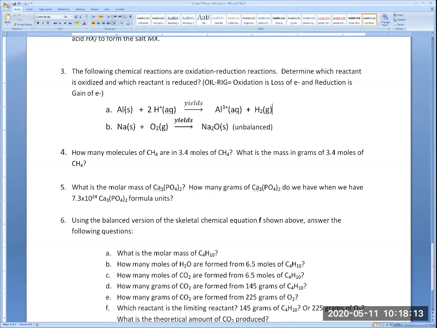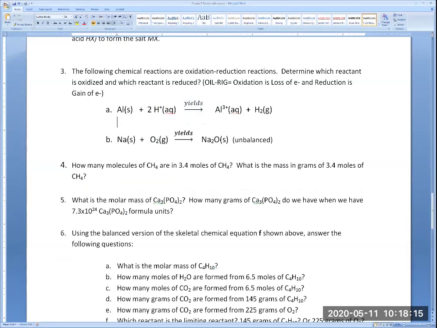So let's look at the first equation here. We have aluminum as a solid plus 2H+ aqueous yields Al3+, the aluminum ion, now dissolved in an aqueous solution, because when it's an ion, it's soluble in water. And then H2 gas, so you're also forming hydrogen gas.